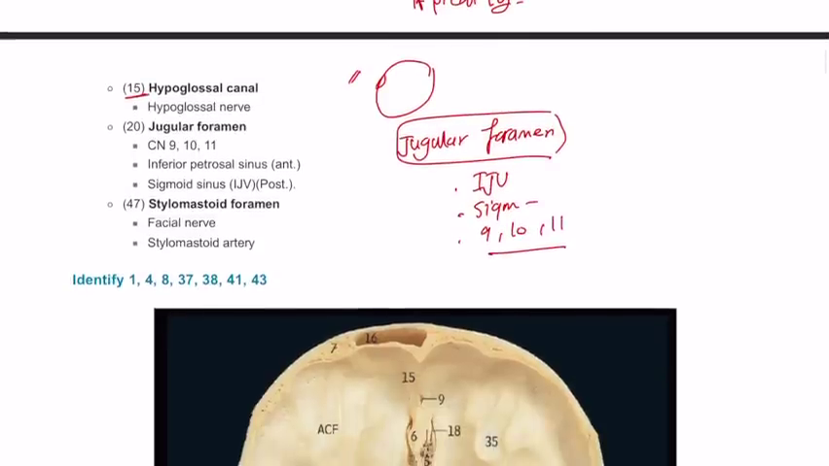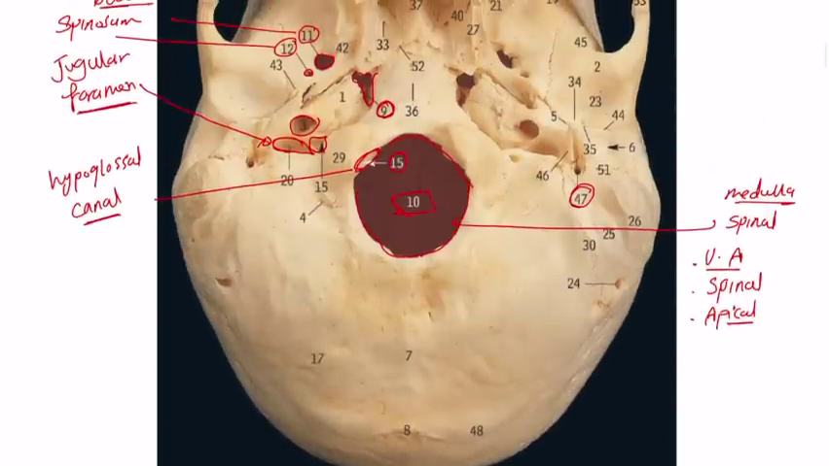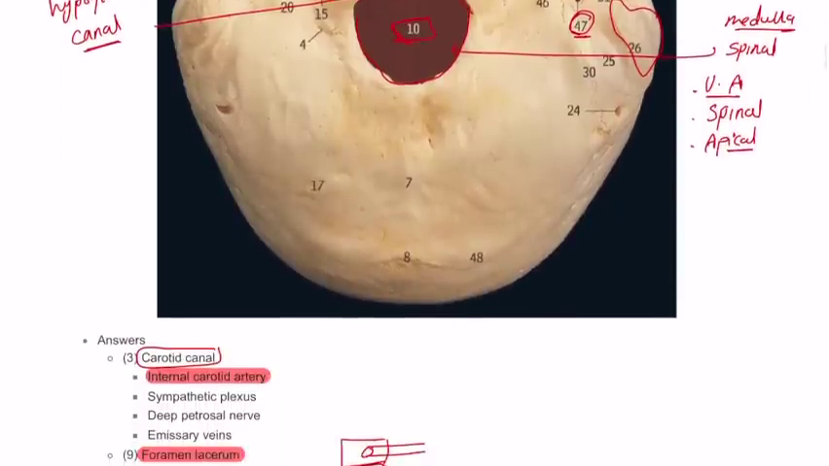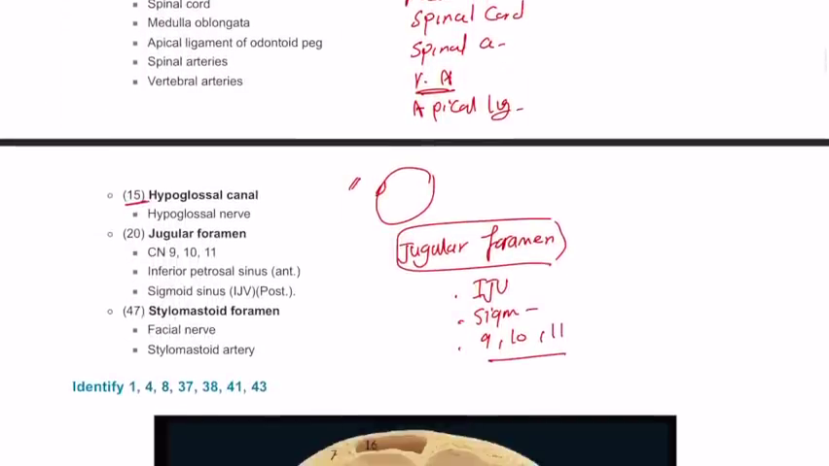Great. Maybe we didn't mention 47, this one, the stylomastoid foramen. Obviously you have here number 26, the mastoid process, and just anterior to it is the stylomastoid foramen. This contains the stylomastoid artery, and the facial nerve leaves the cranial cavity through that foramen, the stylomastoid foramen.